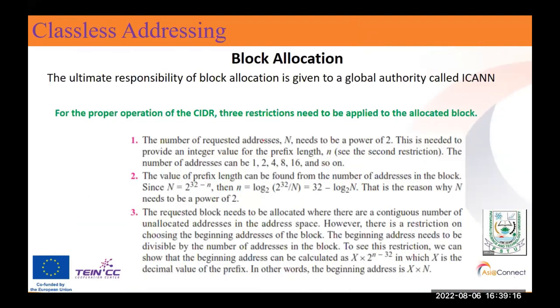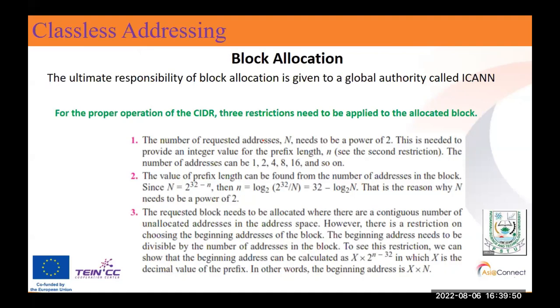So this is another issue, block allocation. How can you get a block if you want to do business on the internet? Basically, the ultimate responsibility of block allocation is given to a global authority called ICANN. We will see the details about the different kinds of organizations just briefly. But for CIDR notation, there are three restrictions. If you want to take any block from any ISP provider, you must follow these three rules.